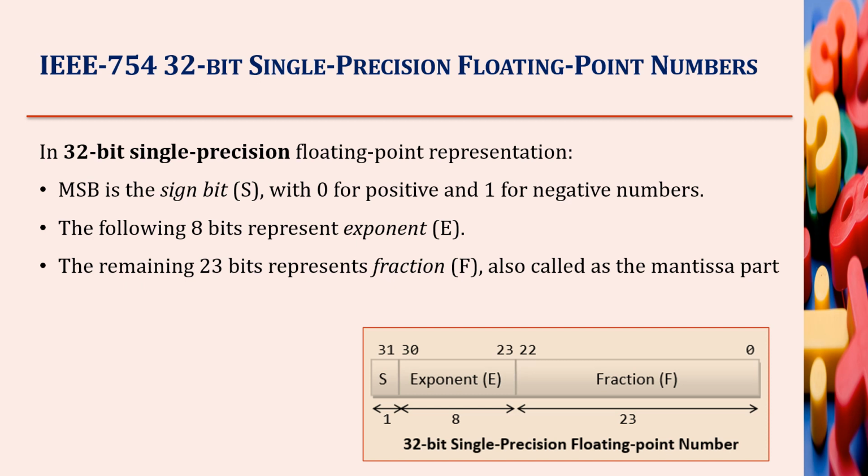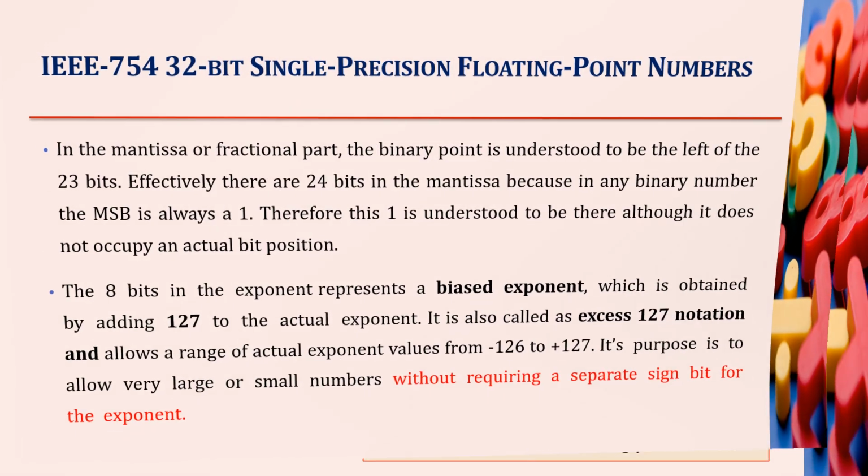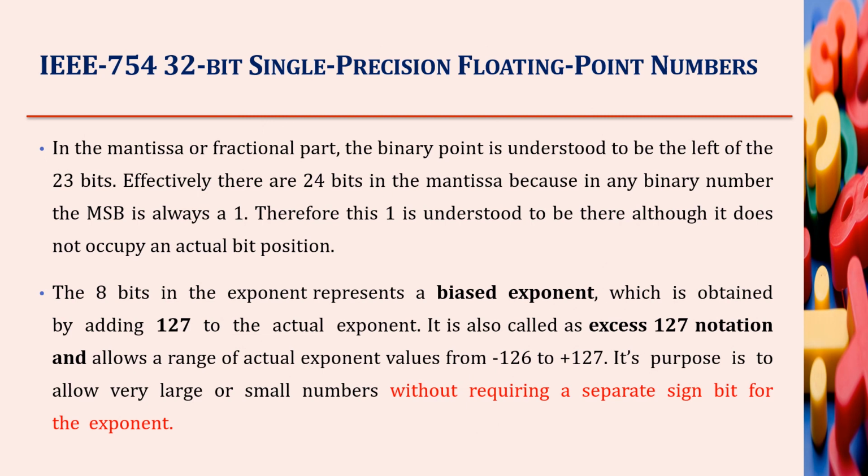So a total of 32 bits are there. Out of that, 1 bit is for the sign. The next 8 bits are used for representing the exponent part, and the remaining 23 bits are used for representing the mantissa part. So in a single precision format, out of these 32 bits, the first bit is used for the sign bit, the next 8 bits for the exponent part, and the remaining 23 bits for the mantissa part.